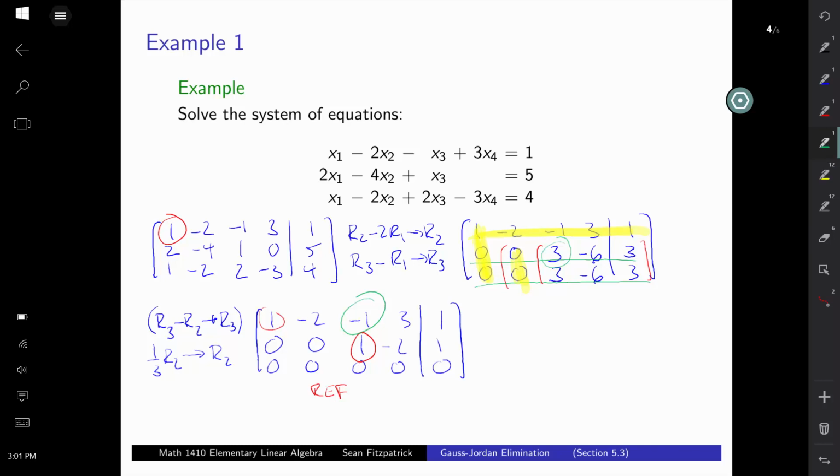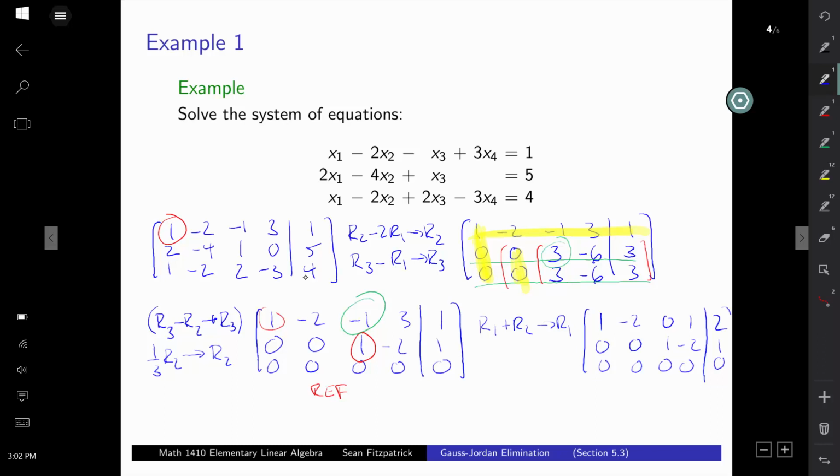Now I do the backward steps, and there's only one. I've got to get rid of that minus 1 to get down to reduced row echelon form. So I do my Gauss-Jordan steps. How do I get rid of that 1? Row 1 plus row 2 is going to be my new row 1. 1 minus 1, 0. 3 minus 2 gives me 1. 1 plus 1 gives me 2. So 0, 0, 1, minus 2, 1, 0, 0, 0, 0, 0.